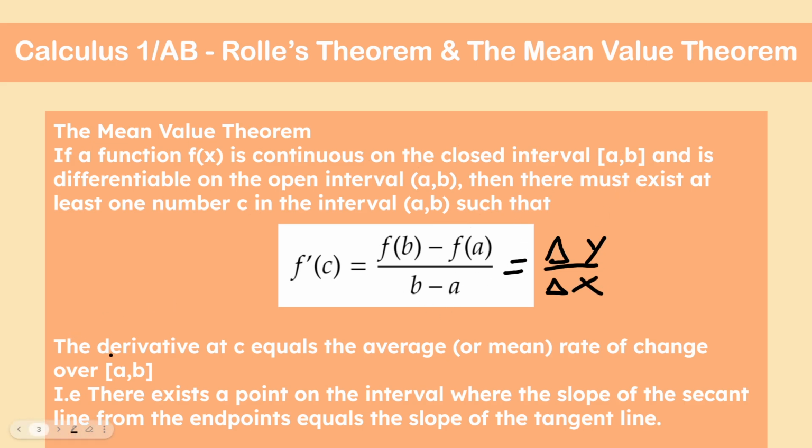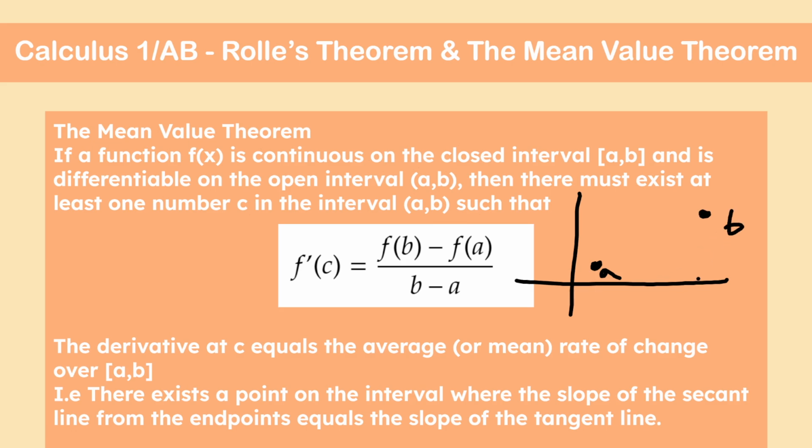In other words, the derivative at c equals the average or mean rate of change over [a, b], and there exists a point on the interval where the slope of the secant line from the endpoints equals the slope of the tangent line. So you have some graph like this, and you have a point A over here and a point B over here. This is the x value for B and the x value for A. There's a secant line that goes through them, but somewhere on the curve between them, there's a tangent line that's parallel, or has the same slope as the secant line between these two points.